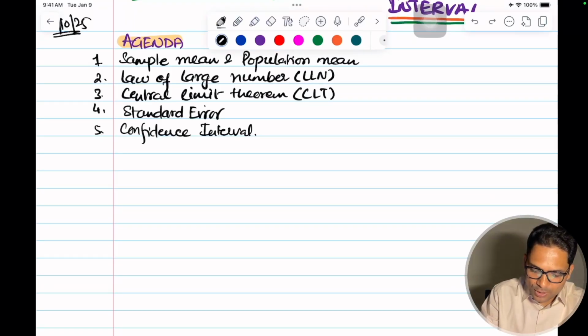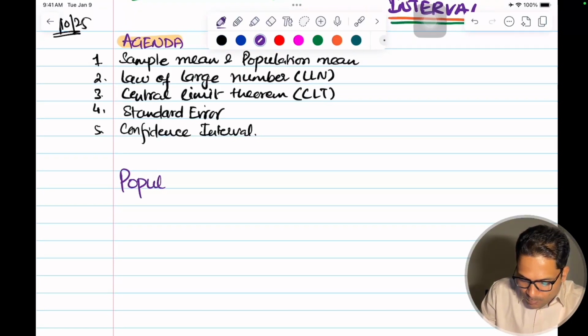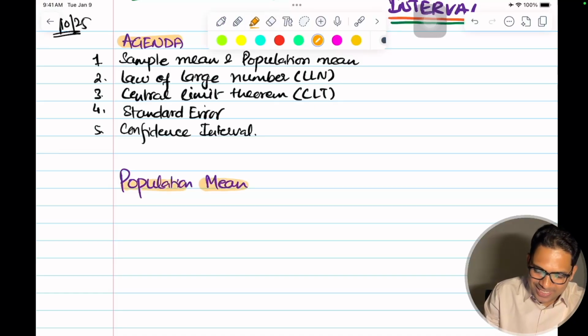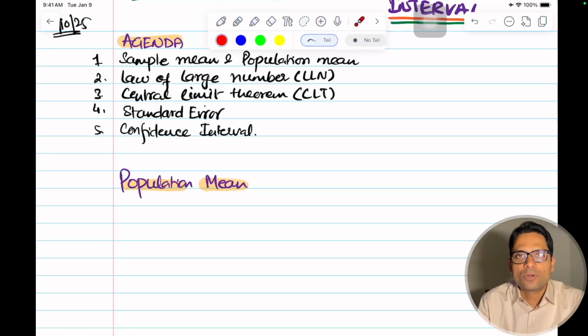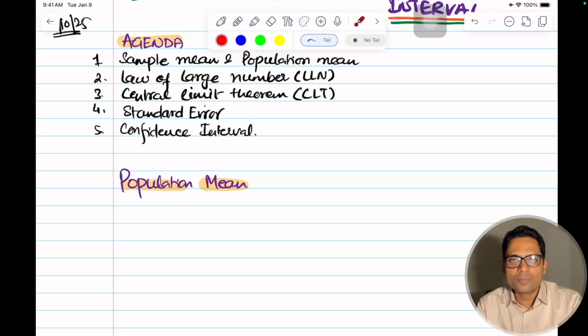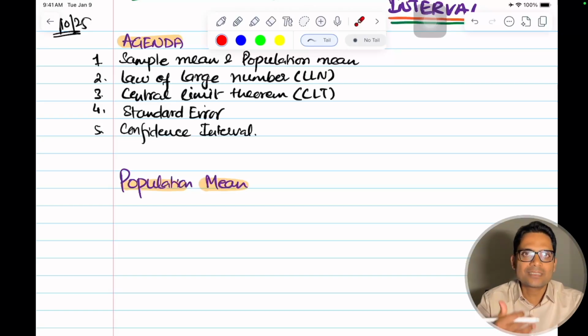So first thing, population mean. What does population mean here? When we say population, what do we mean? Population is the entire group that we are talking about in terms of statistics. For example, if I want to calculate the average height of people in a city, then the population will mean the population of that city. But if I talk about the average height of the people in a country, then the same population will mean the entire population of the entire country. So depending upon the context, the population will differ.